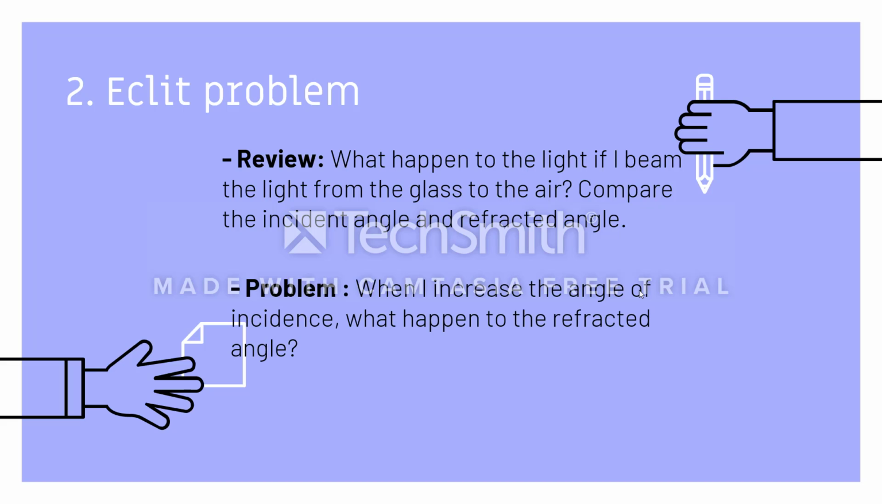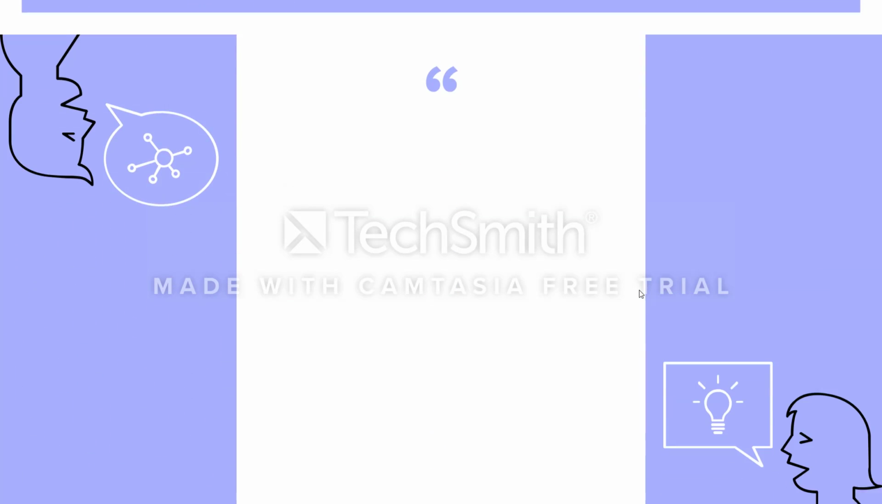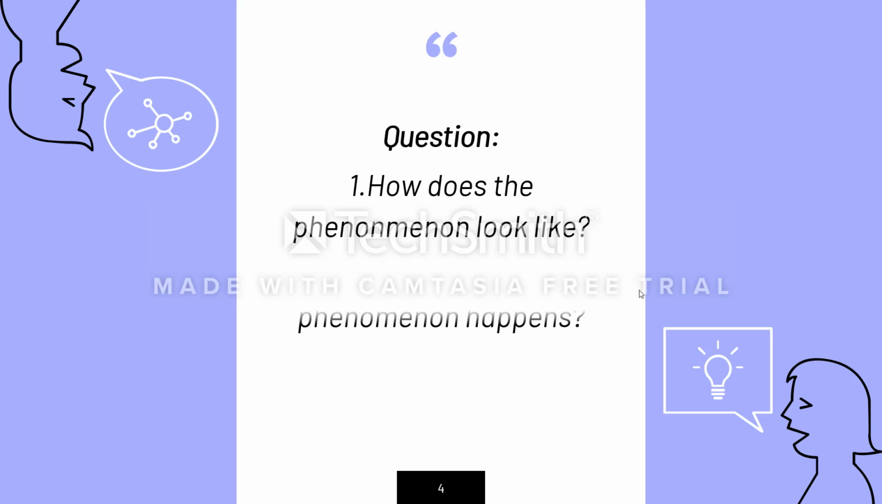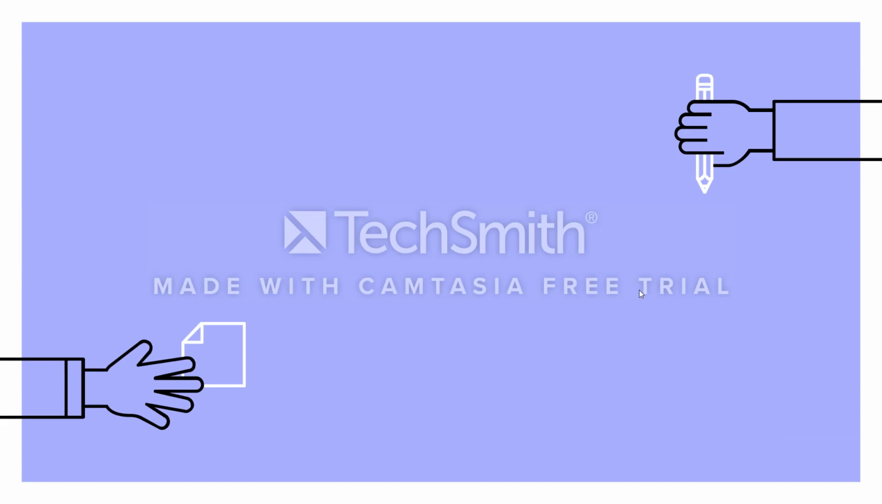And our problem is, when I increase the angle of incidence, what happens to the refracted angle? To solve this problem, students need to answer two questions. The first is, what does the phenomenon look like? And the second is, under which conditions does the phenomenon happen? And we can approach this problem theoretically.